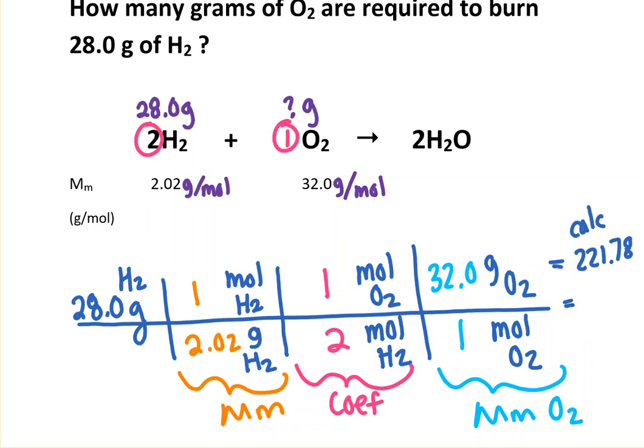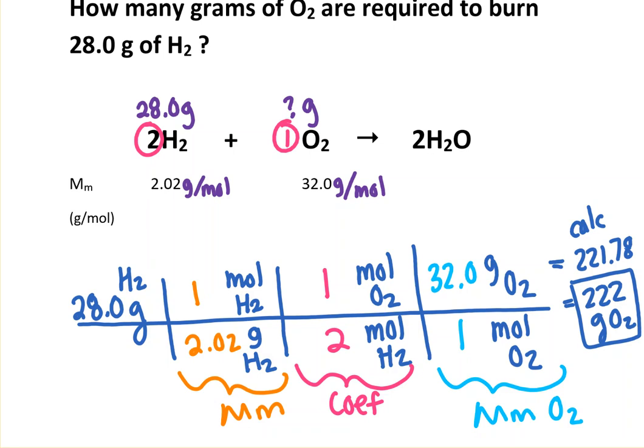But if I look at my sig figs, it looks like everything has 3. The coefficients are exact numbers, so don't worry about those with sig figs. Of course, in molar mass, the 1 is exact. So everything has 3 that matter. So there's my answer.